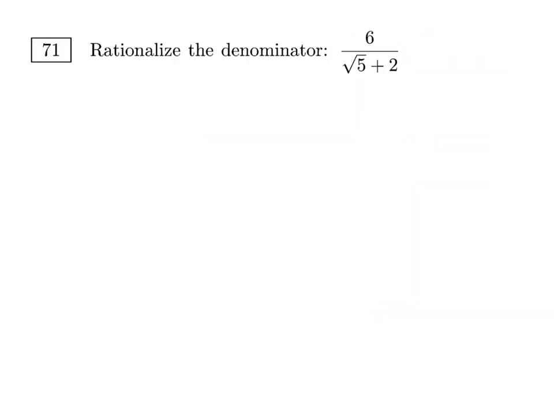Alright, for the next problem, rationalize the denominator. 6 over the square root of 5 plus 2. Alright, in order to get rid of the radical here, I have to look at this whole piece here, and you're going to multiply by what's known as the conjugate. Alright, the conjugate.